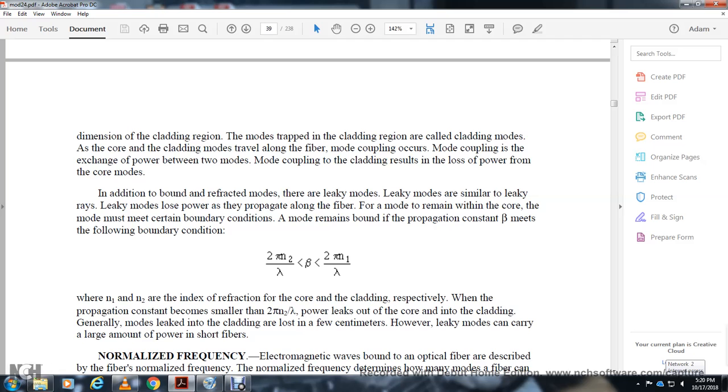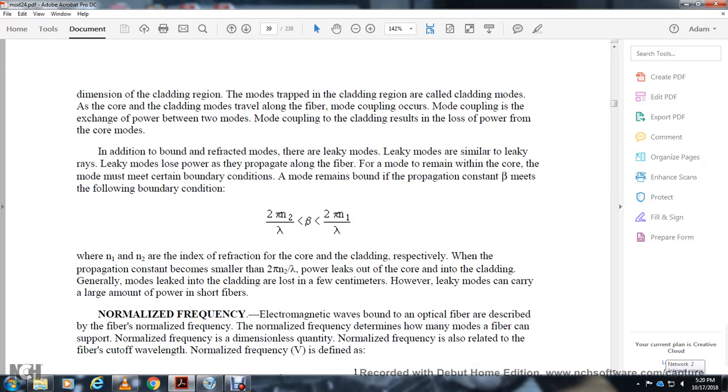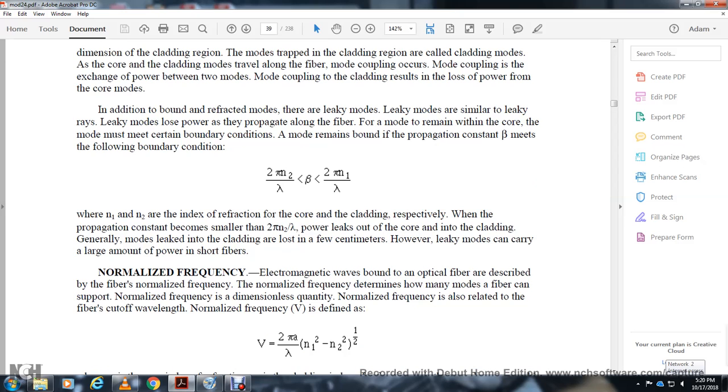Generally, the leaky modes leak into the cladding and are lost within a few centimeters. However, leaky modes can carry a large amount of power in short fibers. The normalized frequency describes the electromagnetic wave in the optical fiber. Normalized frequency determines how many modes the fiber can support. It is a dimensionless quantity, and it is also related to the fiber cutoff wavelength.